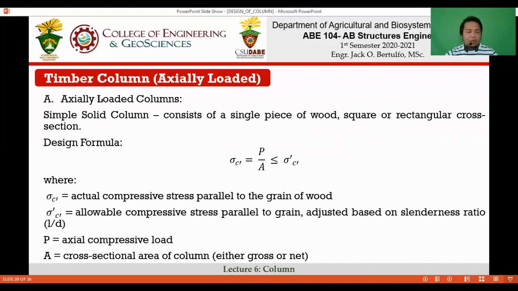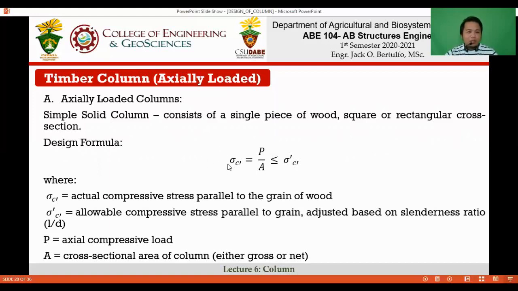Okay, so now let's proceed to axially loaded columns. Simple solid columns consist of a single piece of wood, of square or rectangular cross-section. So this time we will focus on timber columns. For steel columns, I uploaded the material for it. You can read and study that, because I will not include it in my exam, but please do study it. The process in solving steel and timber is quite the same, but we will focus on timber columns.